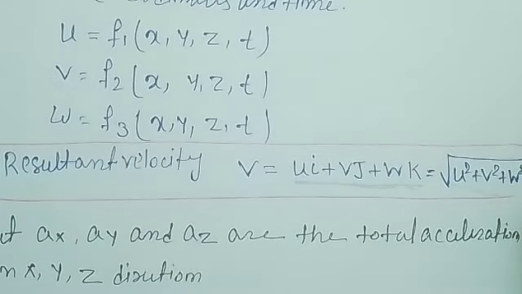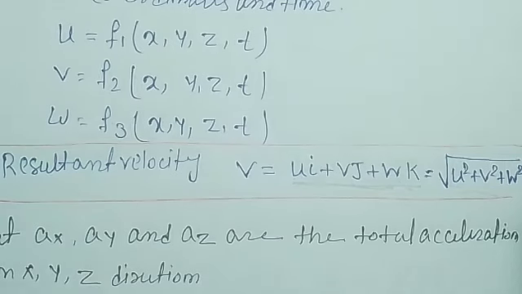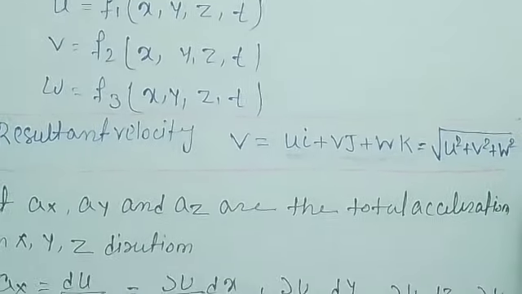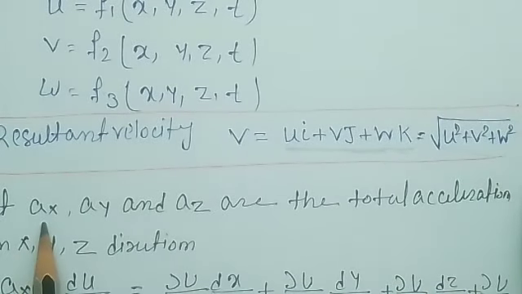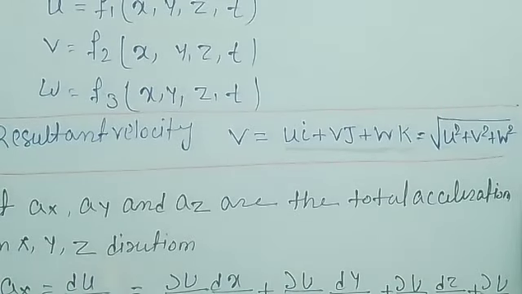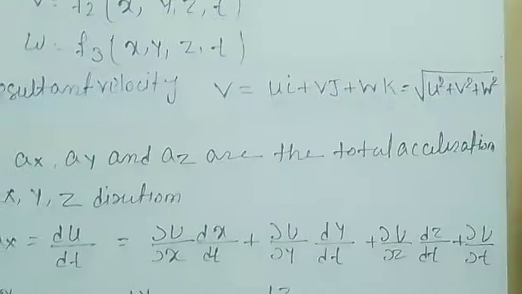Similarly, now we are going to see the acceleration. Acceleration is also a vector quantity, which means it is a function of position as well as time. So we can find the acceleration in three components, in the x direction, y direction and z direction: acceleration in x is ax, in y is ay, and in z is az. Let ax, ay and az be the total accelerations in the x, y and z directions. First of all, you can find ax.